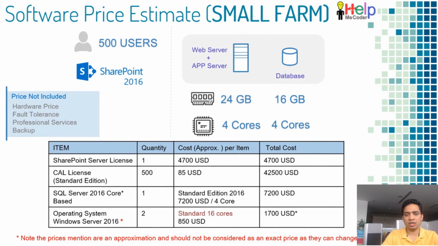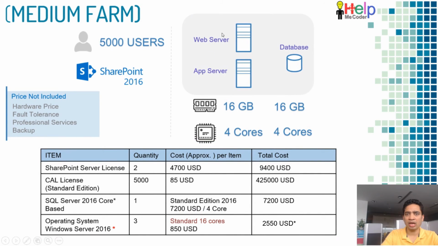But over here we will require 2 OS, Windows Server 2016, one for the web plus app server and one for the database. So that's why 2 into 850 is equal to 1700 USD. Now, coming to the medium farm, we have one web server, one app server, and one database. The web server and app server both have 16 GB of RAM and a 4 core processor, plus the database has 16 GB of RAM and 4 cores. This setup can support up to around 5,000 users, and SharePoint 2016 is installed on the web and the app server. Prices not included are hardware, fault tolerance, professional services, and backup.